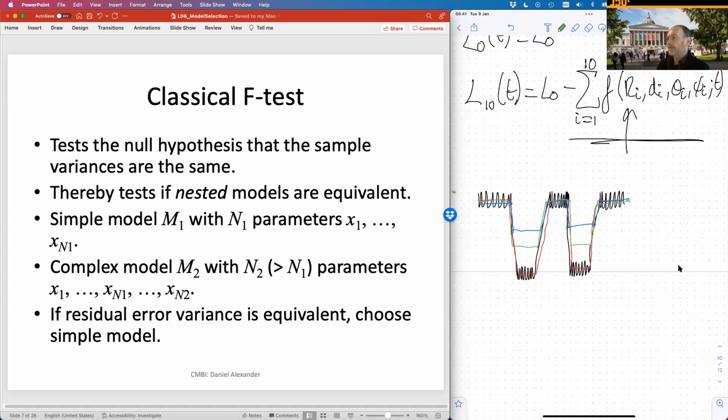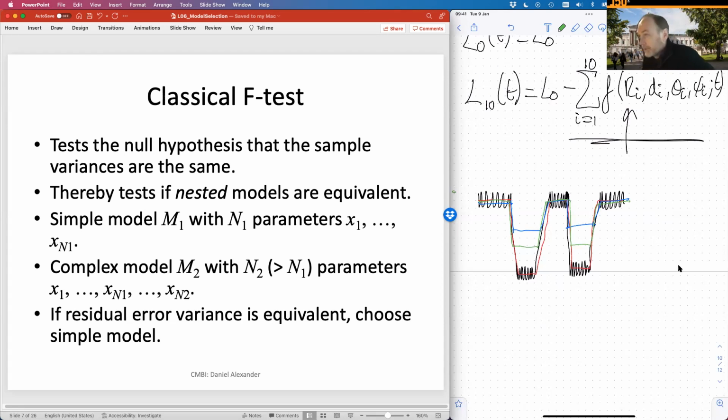So the first of the methods we'll look at then is the classical F test. This is one of the classical frequentist statistical tests. The F test crops up all over the place. For example, you might have come across it in analysis of variance. If you've ever had to do an analysis of variance test, there are other situations where it arises.